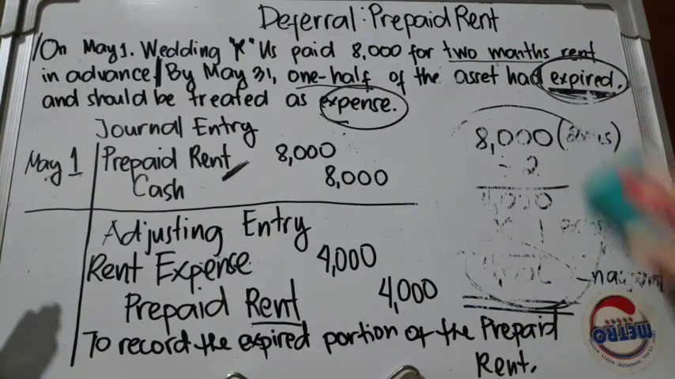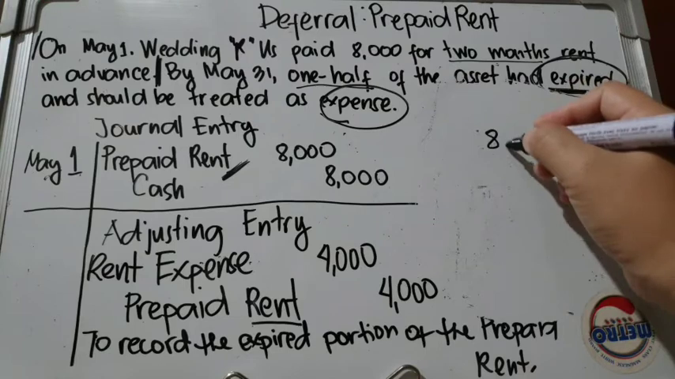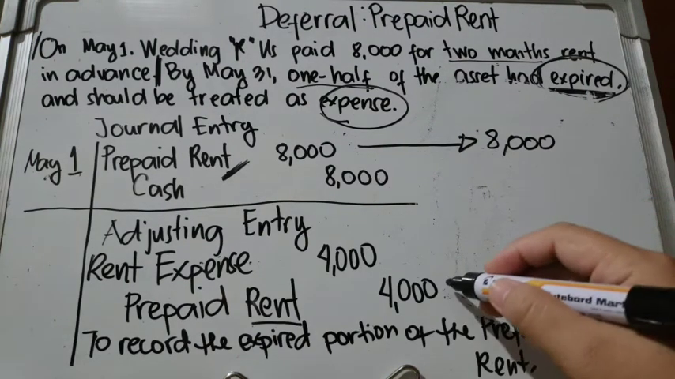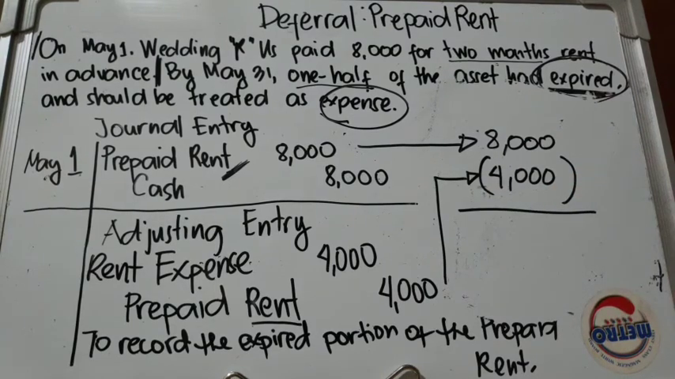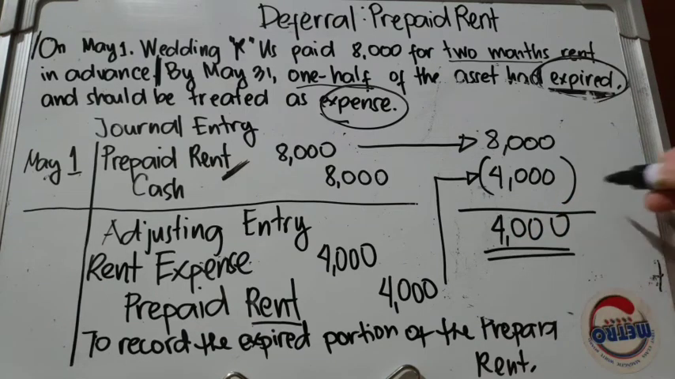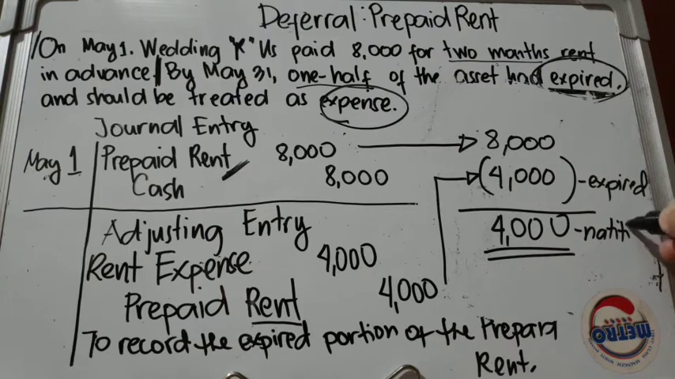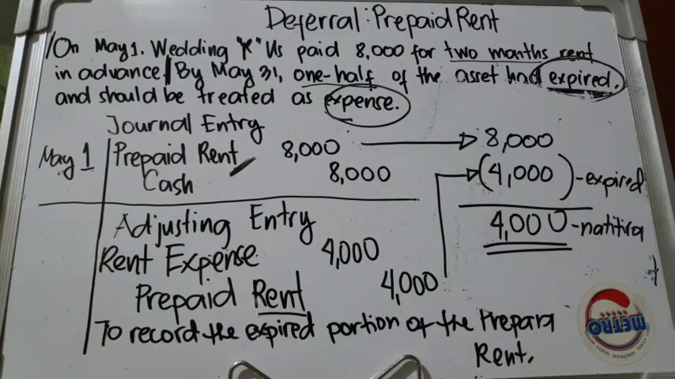Here, oh. So, you will go back again to the normal balances of your accounts. For prepaid rent, it is an asset. So, the normal balance of an asset is on the debit side. So, the debit side for this problem on the journal entry is the 8,000. And then, on the adjusting entry, it goes to the credit side. So, it means it is the minus of the 8,000. And then, what remains is the 4,000. So, the 4,000 is the expired portion. And then, the other 4,000 is the amount remaining for the prepaid rent. So, this will be the deferral prepaid rent. This is your adjusting entries for the prepaid rent.